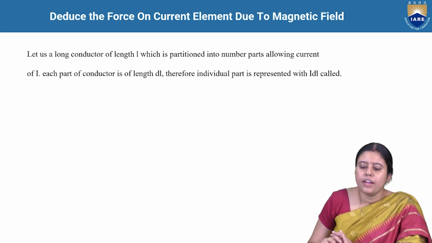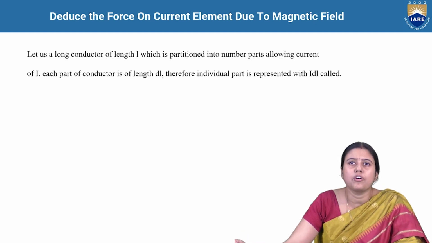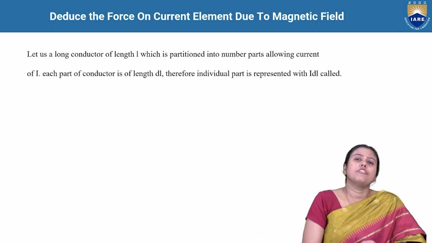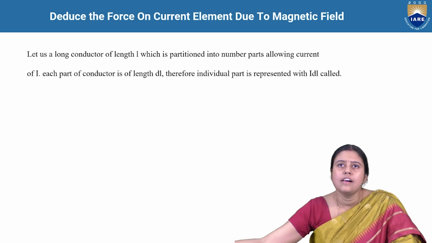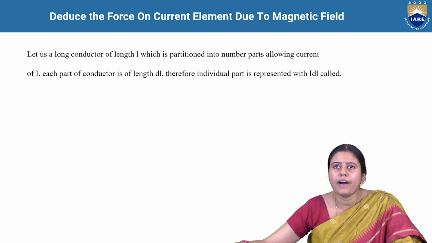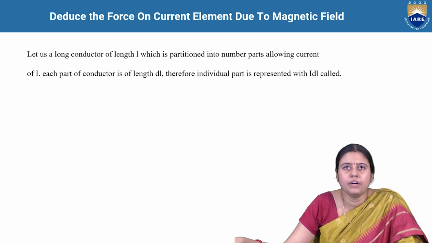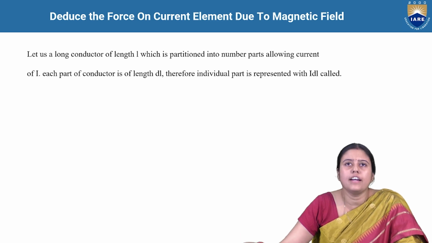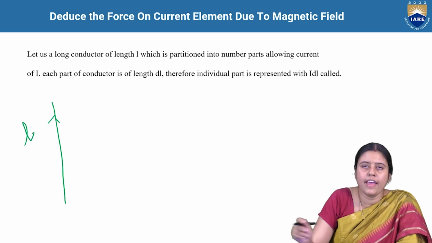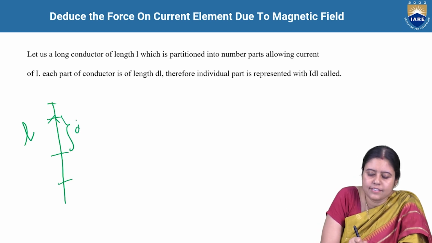So next is another important question: deduce the force on the current element due to the magnetic field. First, we will consider a long conductor whose length is L, and we will partition it into small parts, each of length dl.